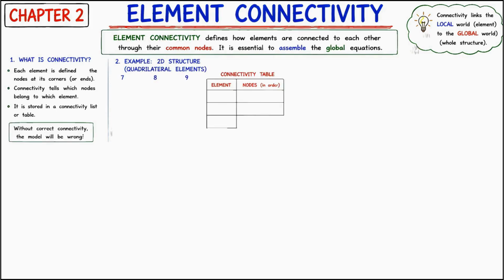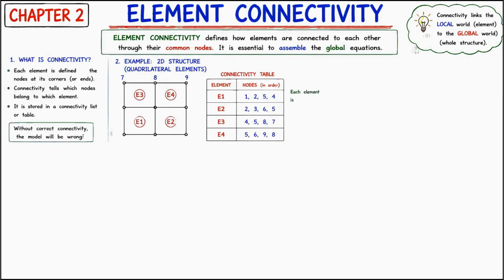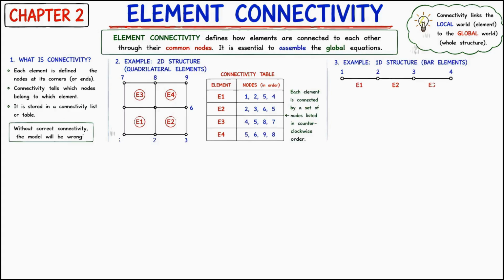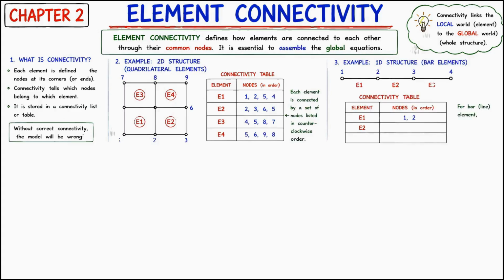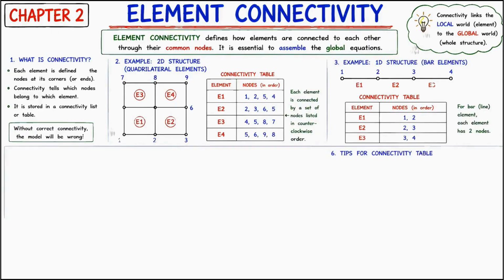Let's understand this using the two-dimensional example shown here. Notice that the entire structure has been divided into 4 quadrilateral elements named E1, E2, E3, and E4. Each element is connected through a set of numbered nodes. For example, element E1 is connected by nodes 1, 2, 5, and 4. Similarly, the remaining elements are also defined by their corresponding node numbers.